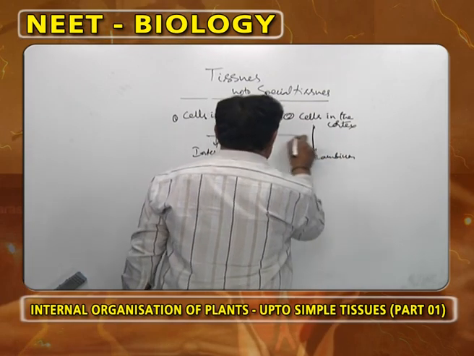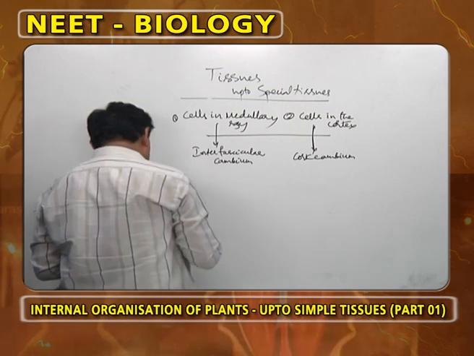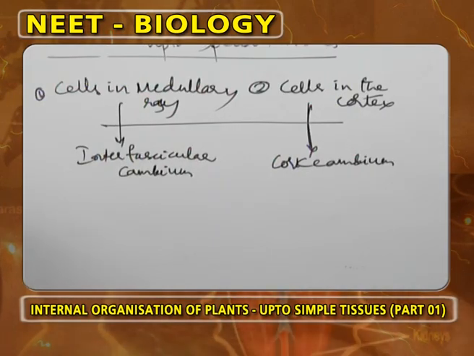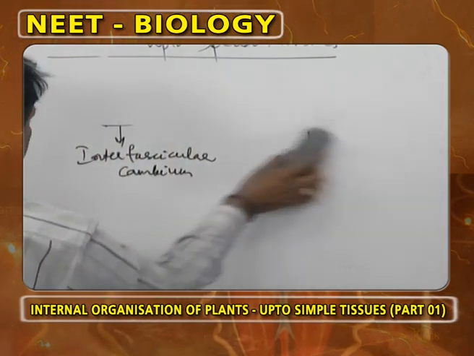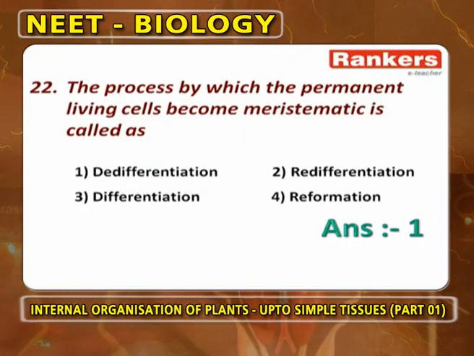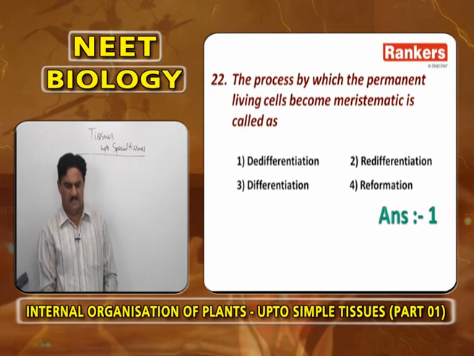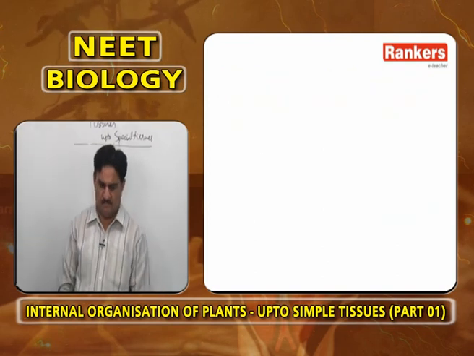So, any permanent tissue which becomes dividing and redividing and converts into secondary meristem, that conversion of living tissue into actively dividing meristematic tissue is called dedifferentiation. So, the answer is 1.